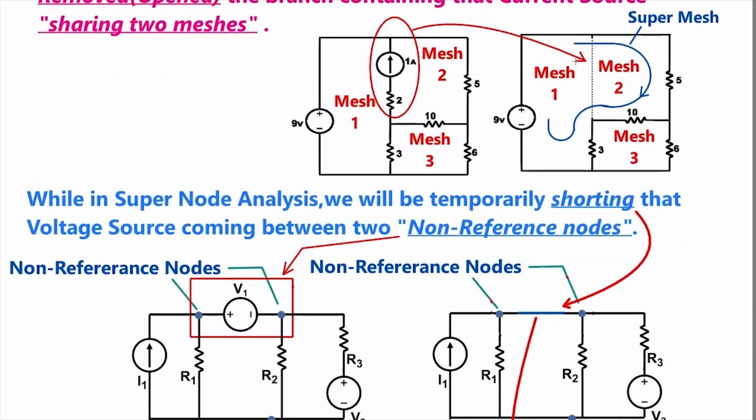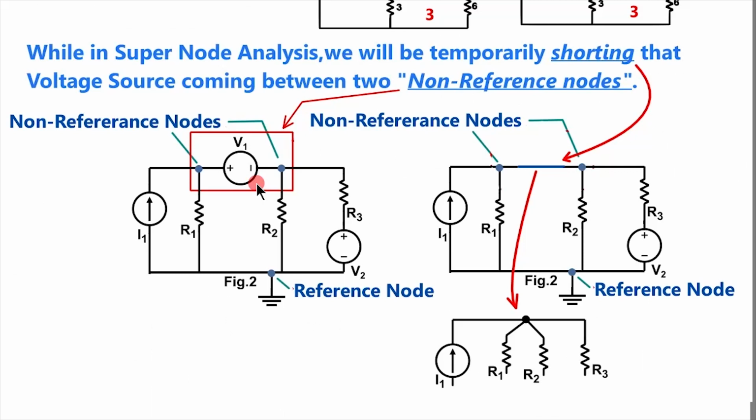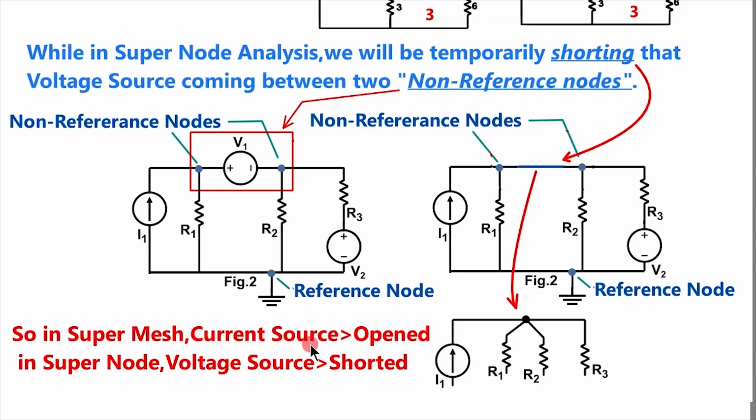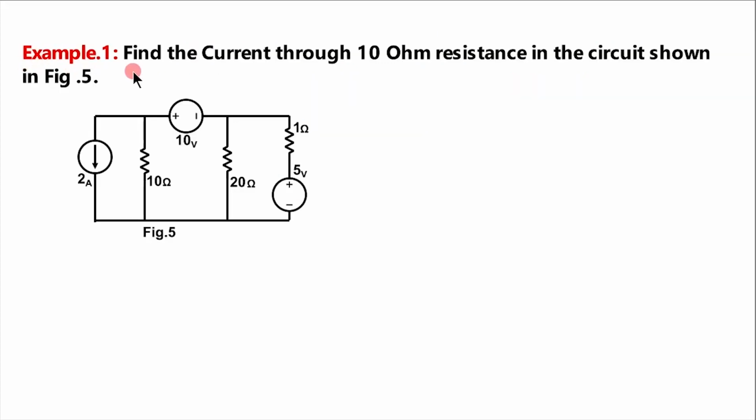So in the case of mesh analysis we opened that current source, while in node analysis we shorted that voltage source. In super mesh the current source is open, and in super node the voltage source is shorted. In this example we are asked to find the current through this 10 ohm resistance in the circuit shown. First of all we will mark the nodes.